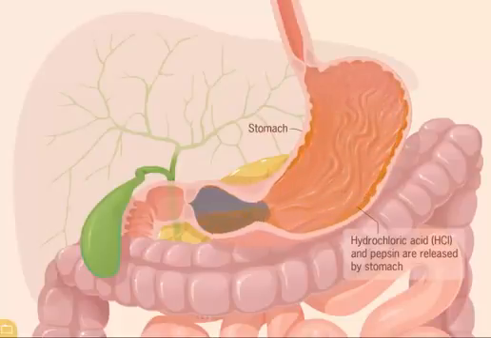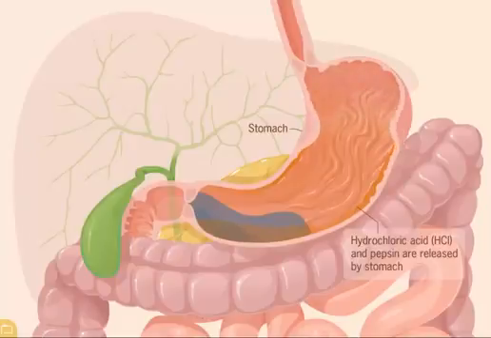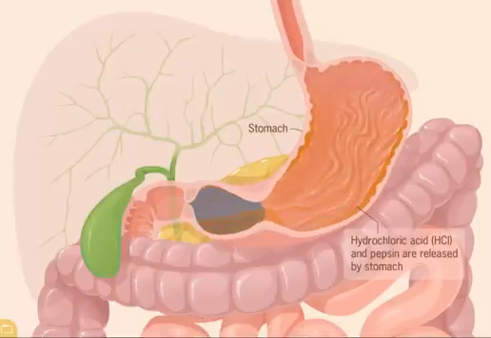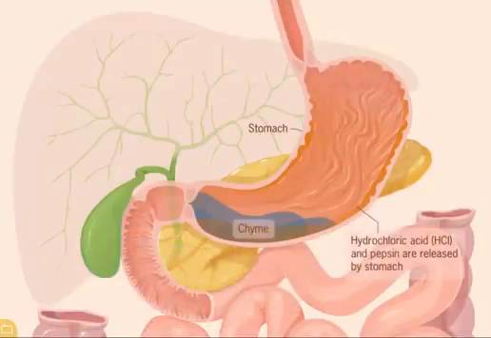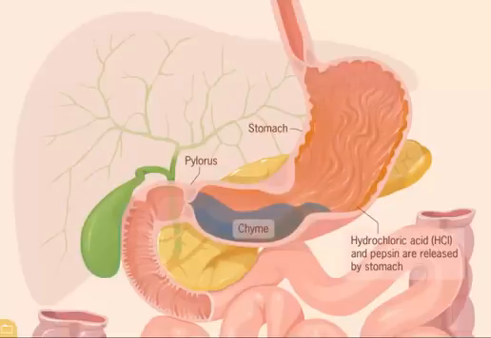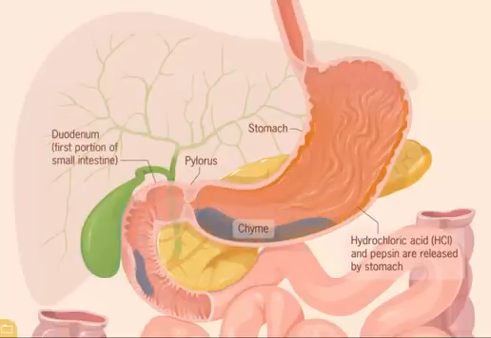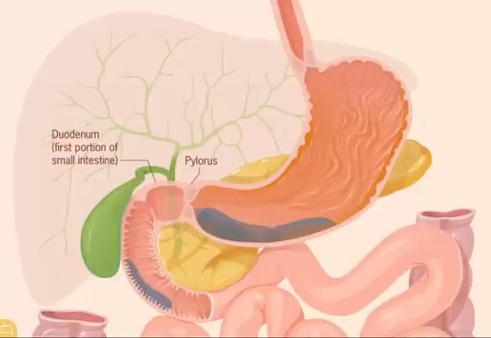Neural and hormonal stimulation causes the release of pepsin by the stomach, which starts the chemical digestion of proteins. This helps reduce the bolus to a fluid-like substance called chyme. When the chyme reaches its proper softness, the pylorus opens and the chyme is slowly released into the first portion of the small intestine, called the duodenum.